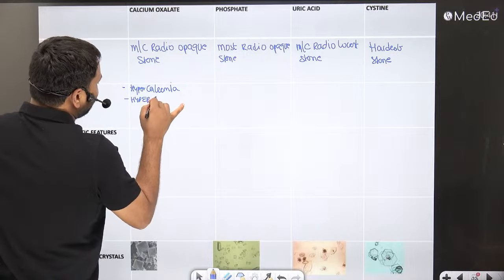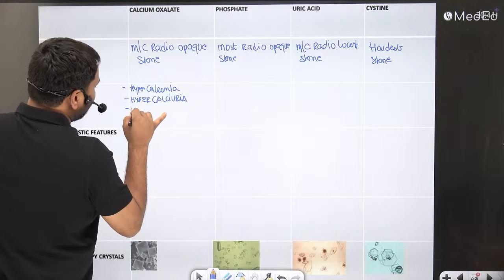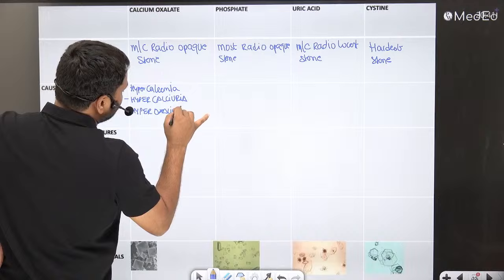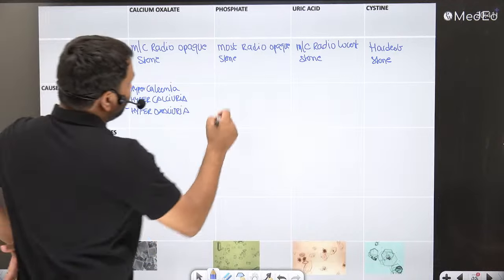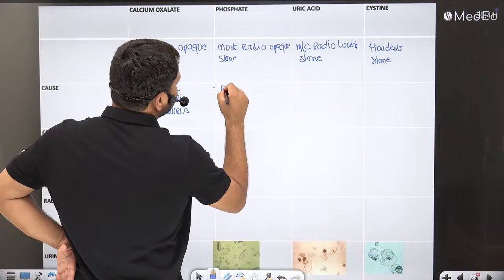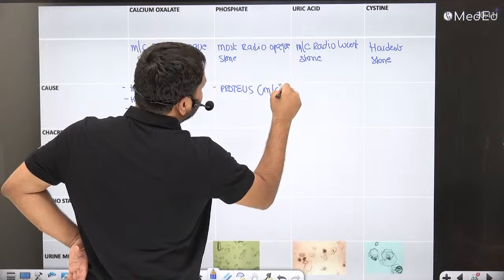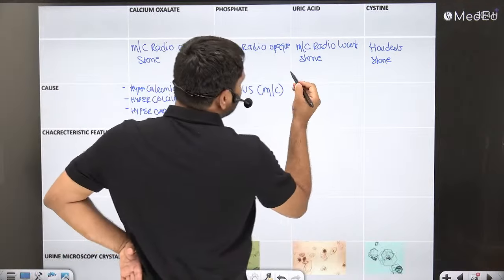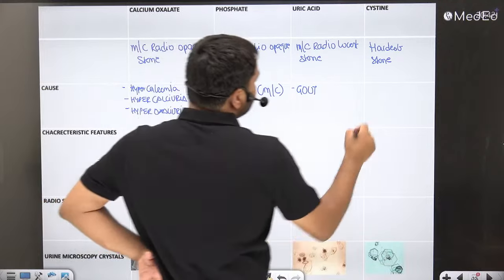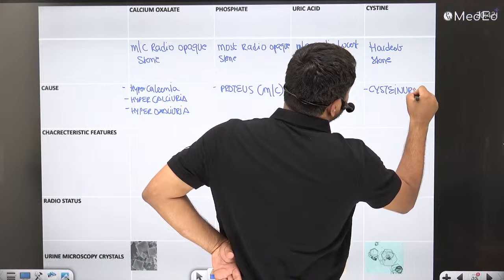It can also be because of hyperoxaliuria. When we talk about the phosphate stones, the reason is Proteus infection. It is most commonly because of the Proteus bacterial infection. Uric acid stone is because of excessive uric acid production. The example is gout. Cysteine stone is because of cystinuria, right?